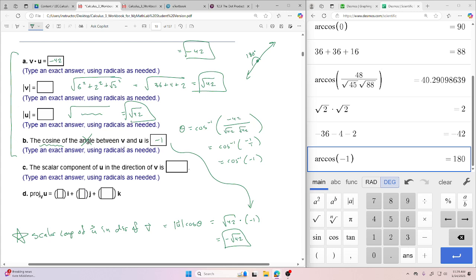So okay, that's what I would say. Negative square root 42, and then the projection thing. Do we have time? We got only 1 minute. I'm not gonna do it. We're gonna come back to this guy because he's a whole other discussion. It's a whole other concept that we haven't talked about yet. So we'll finish that up next time.